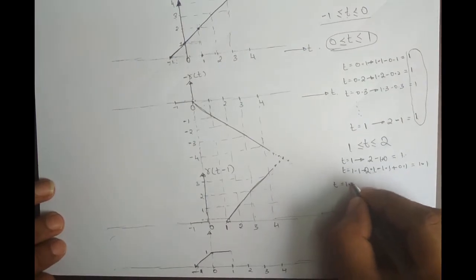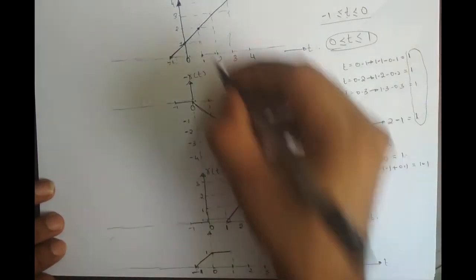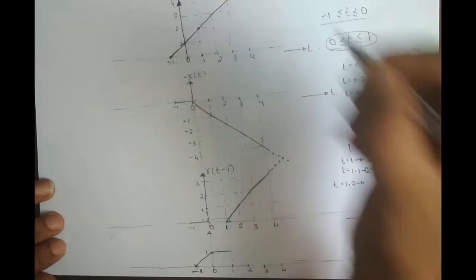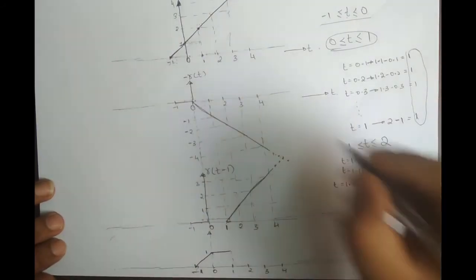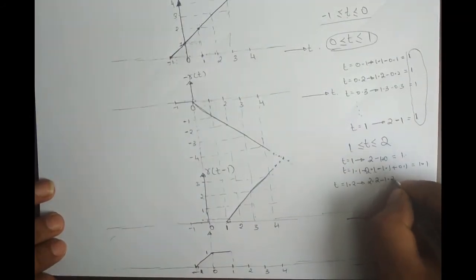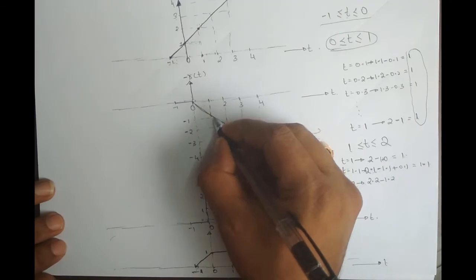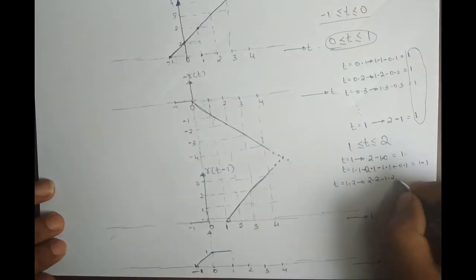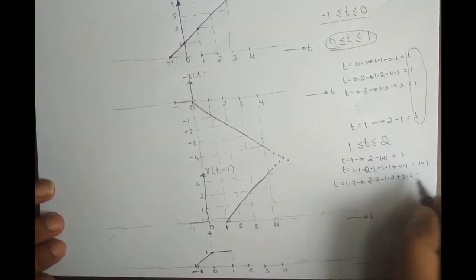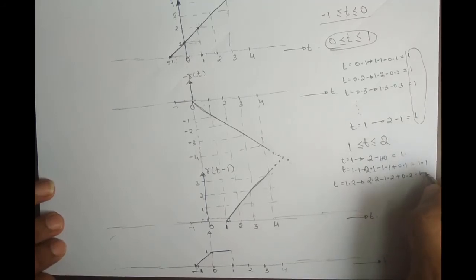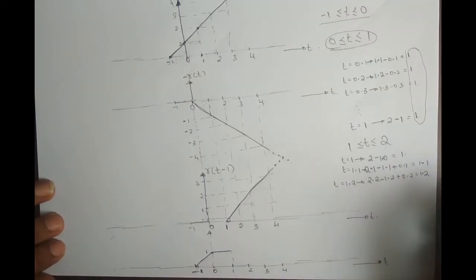At t is equal to 1.2, the amplitude of the first signal is 2.2. The amplitude of the second signal is minus 1.2, right? So slightly more than that. And the amplitude of the third signal is plus 0.2. So this is equal to what? 2.2 minus 1.2 is 1. 1 plus 0.2 is 1.2. Right? So it is increasing.